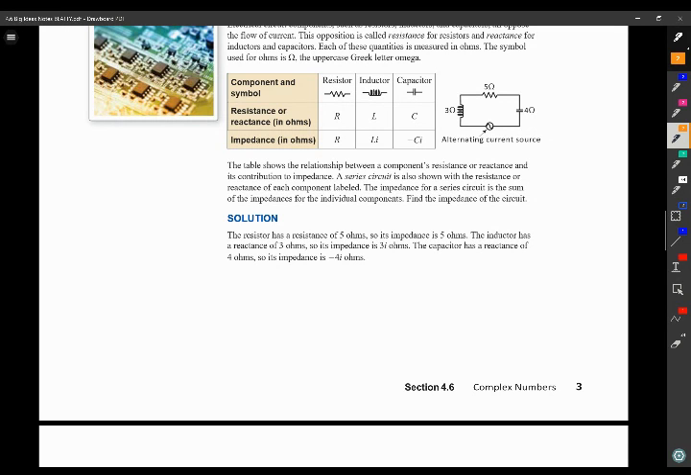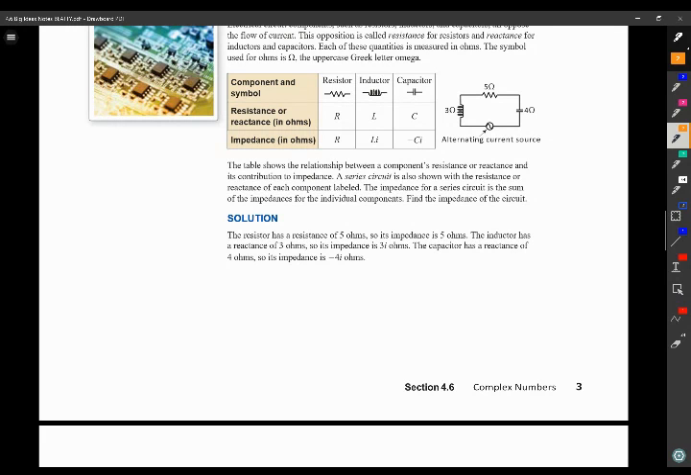So as we look at it, we're just finding what our values are. The circuit that's going to be created is going to be represented by the inductor of 3 ohms and the impedance of 3i. And then the capacitor has a reactance of 4 ohms and the impedance is -4i.